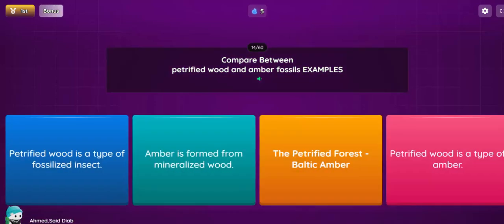Question: compare between petrified wood and amber fossils. Examples. Option 1, petrified wood is a type of fossilized insect. Option 2, amber is formed from mineralized wood. Option 3, the petrified forest; Baltic amber. Option 4, petrified wood is a type of amber.